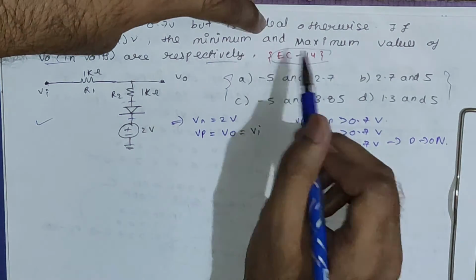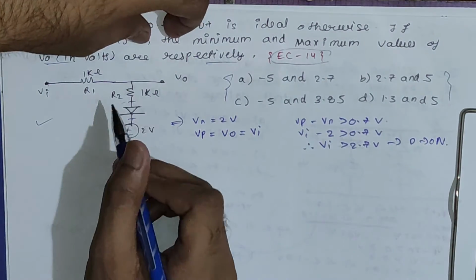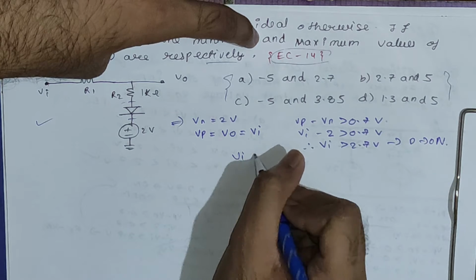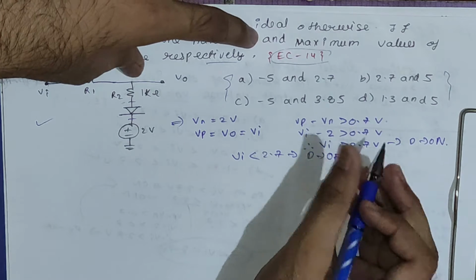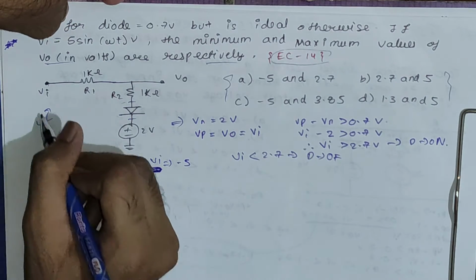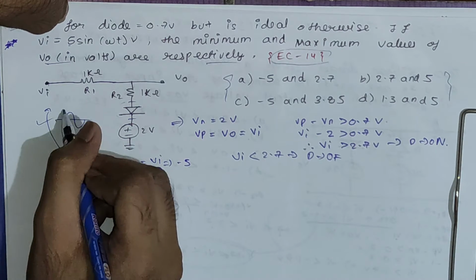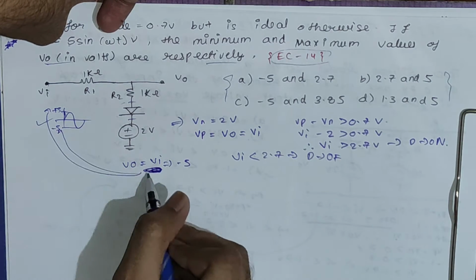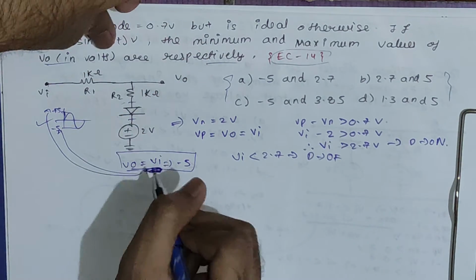So let's move to the question again. The question is asked about the minimum and maximum value of voltages. For the minimum value it is a lot easier. We know that where Vi is less than 2.7, the diode will be off, so Vo is equal to Vi. So the minimum value will be -5, right? Because the minimum value of Vi is -5 here. You can see this is a sine wave, so you get the maximum value as plus 5 and the minimum value as -5. So the minimum value of output voltage will also be equal to -5. So we got the minimum value.